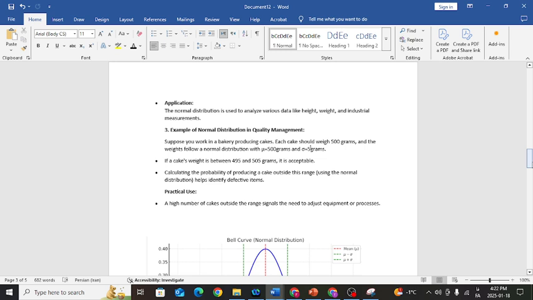If a cake's weight is between 495 and 505 grams, it is acceptable. Calculating the probability of producing a cake outside this range using the normal distribution helps identify defective items. A high number of cakes outside the range signals the need to adjust equipment or processes.